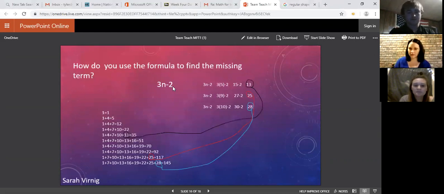And our last one is 10. You can put 10 in for n. 3 times 10 is 30, minus 2 is 28. And we can see that that's also true, that 28 would be our 10th term.